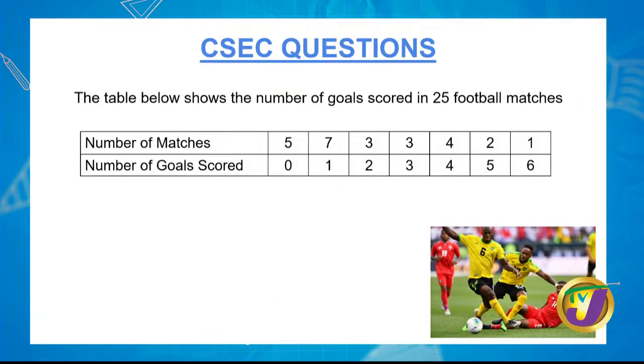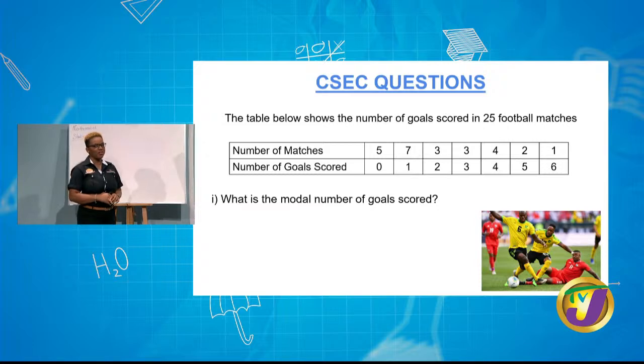All right, so here we have a CSEC question, and it says the table below shows the number of goals scored in 25 football matches. And here we have the table, and they want us to find 1, the modal number of goals scored, and 2, the median. Let's start with the first one, yes.